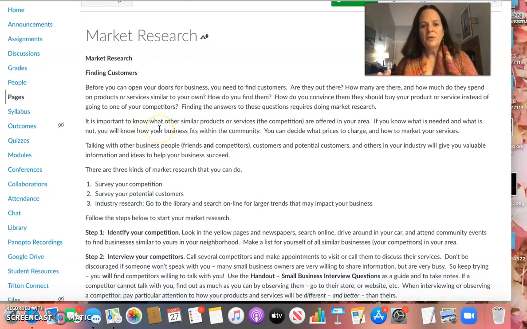It is important to note what other similar products or services, known as the competition, are offered in your area. If you know what is needed and what is not, you will know how your business fits within the community. You can decide what prices to charge and how to market your services. So what you're really doing is finding out if there is a need.